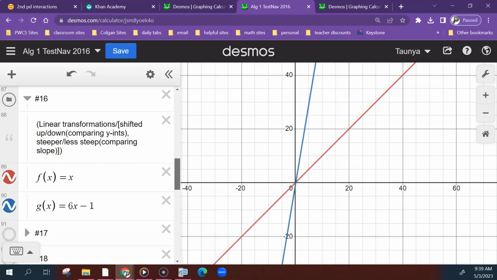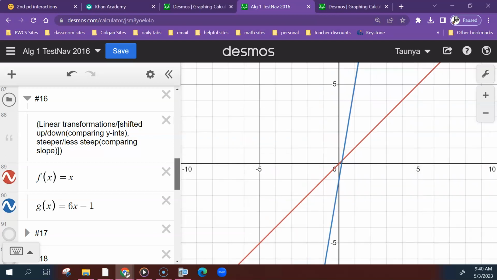Goes back to our transformations. If you want to see it graphed, you can use Desmos, but if you know what the definitions are, you don't need it. Shifted is your y-intercept. From the original, the y-intercept is now at -1. So this one's your original, this one's the new one. So that would be shifted down. And you would choose that from the drop down.